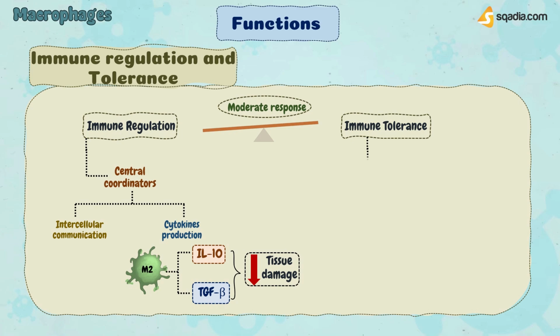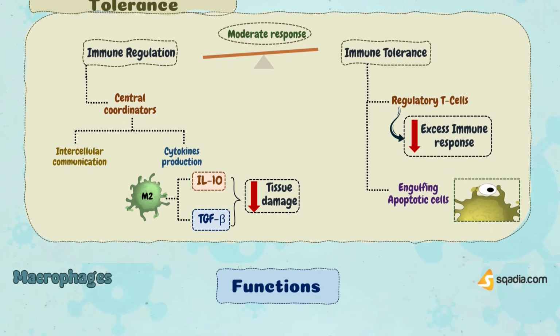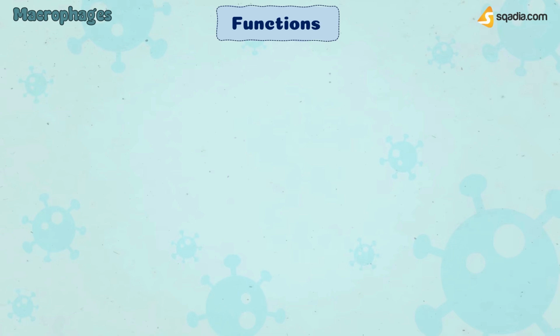Additionally, macrophages contribute to immune tolerance by promoting the development of regulatory T cells, which suppress excessive immune reactions against self-antigens. Also, macrophages in various tissues play a role in maintaining immune tolerance by engulfing apoptotic cells and presenting self-antigens to T cells in a non-inflammatory manner, promoting immune tolerance towards these self-components. So overall, macrophages are crucial mediators of immune regulation, ensuring an appropriate response to pathogens while avoiding harmful reactions against the body's own tissues. And lastly, their role comes in clearance of cellular debris.